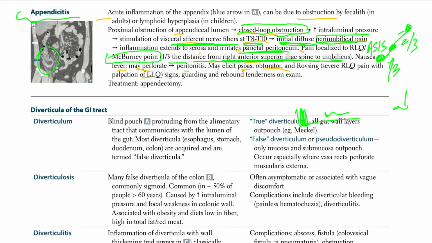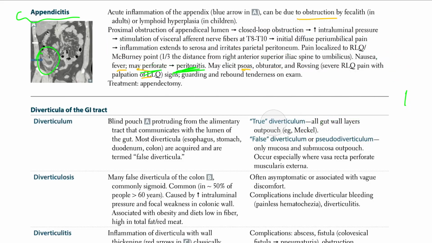It also gives you nausea and fever. Not the vomiting, but the nausea and the fever. But it could perforate and cause peritonitis. Now the signs are really important. You have the psoas sign and the obturator sign. So what is the psoas sign? The psoas sign is the pain on hip extension.